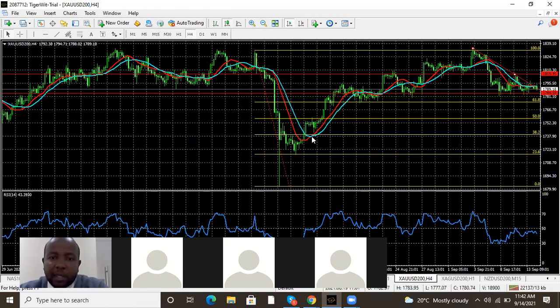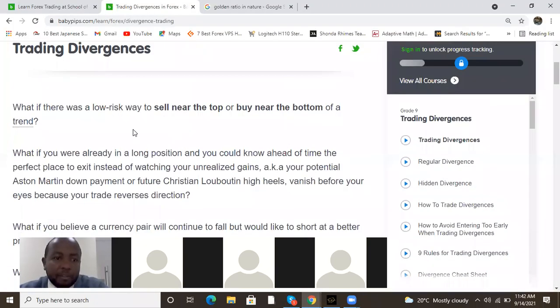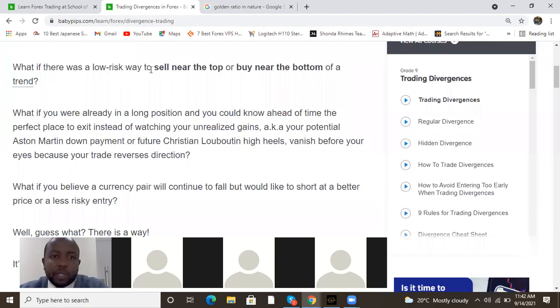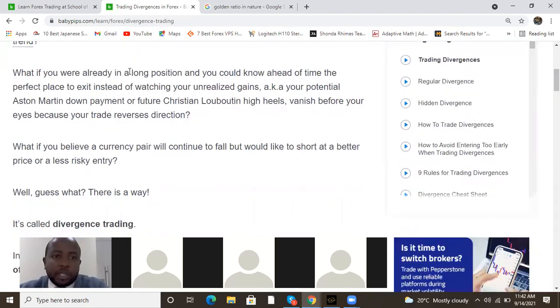So I'm looking at the reversals. Can you see these reversals? And this is where divergence will now be coming in. Let me touch on divergence, then we combine it with the moving average and the oscillator. So what if there was a low risk way to sell near the top or buy near the bottom of a trend? What if you're already in a long position and you could know ahead of time the perfect place to exit? Combining Fibs and divergence is also how we get our profit.